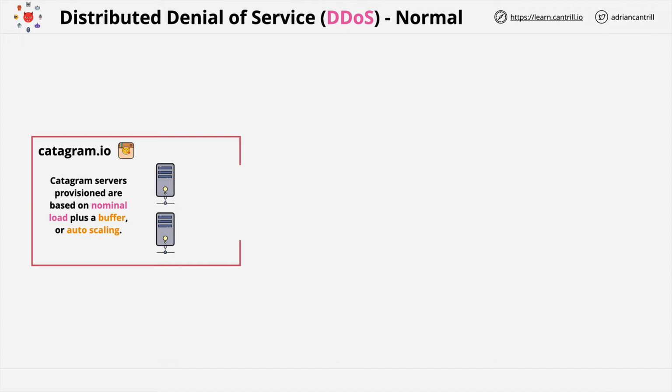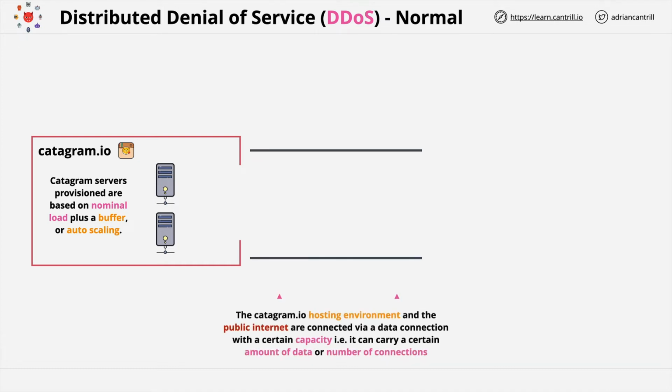Now, these servers run within a hosting environment which is connected to the public internet via a data connection, which, depending on the speed of this connection, has a limited amount of data that it can transfer and a limit on the number of connections it can handle.